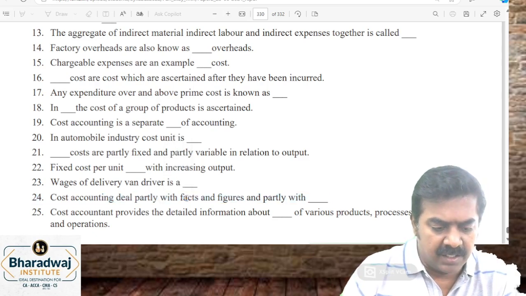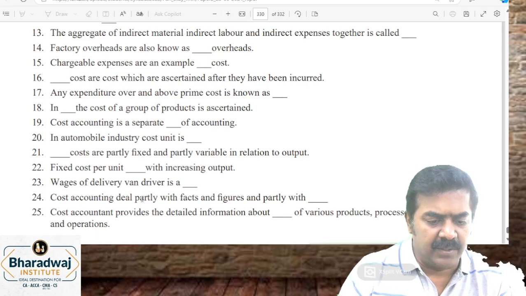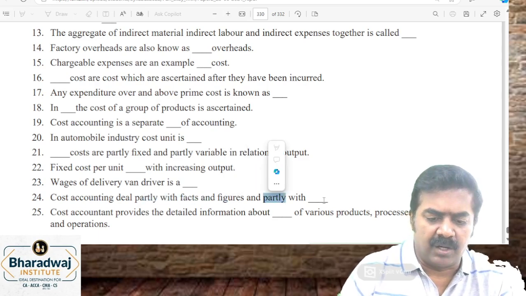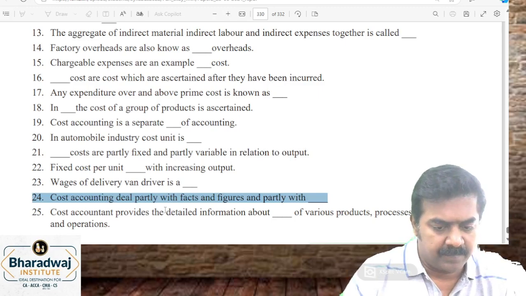Cost accounting deals with facts and figures and partly with estimates. In cost accounting we actually deal with facts, but we are also doing which one? Estimates.